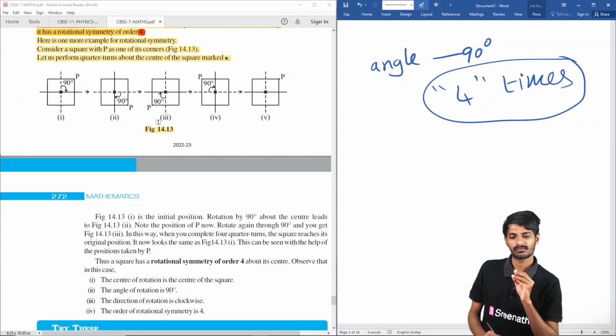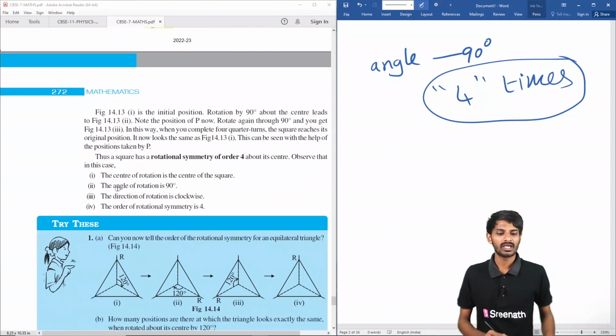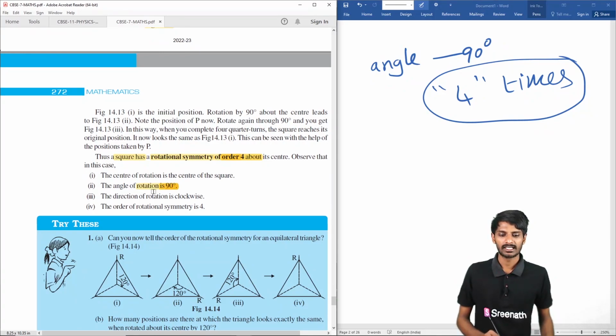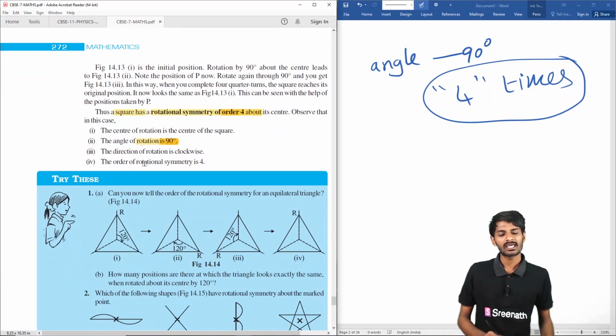Okay, students. So thus the square is having the rotational symmetry of order 4, and its angle of rotation is 90 degrees, and the center of rotation is the center of the square, and the direction of rotation is what? It is rotated clockwise, and the order is 4.